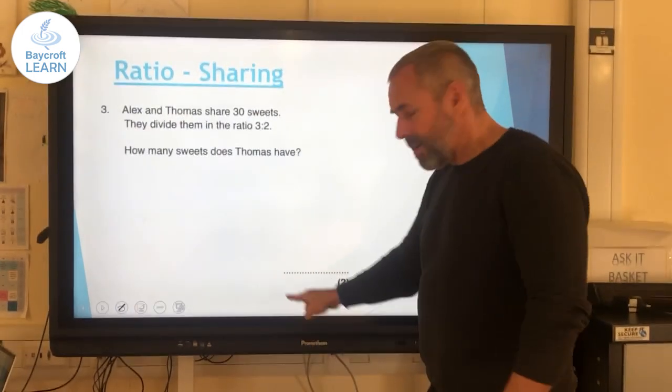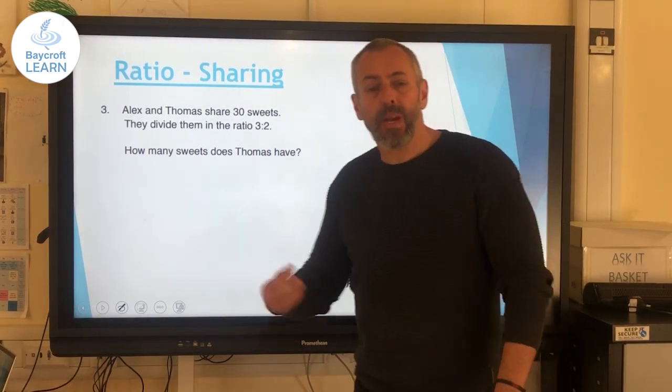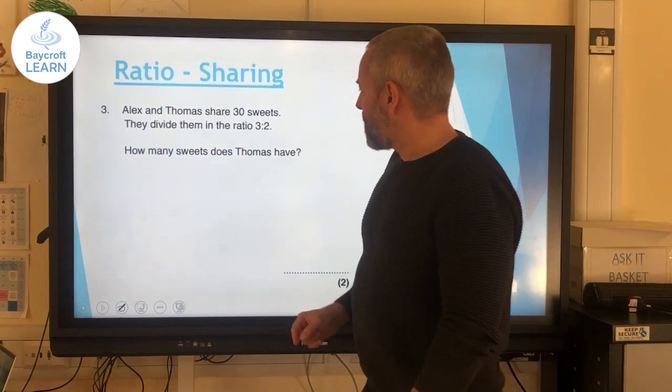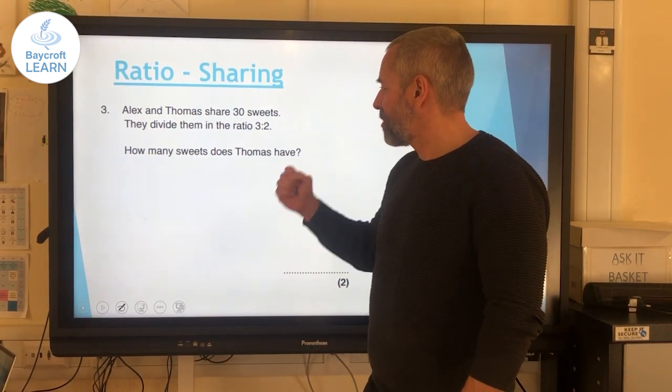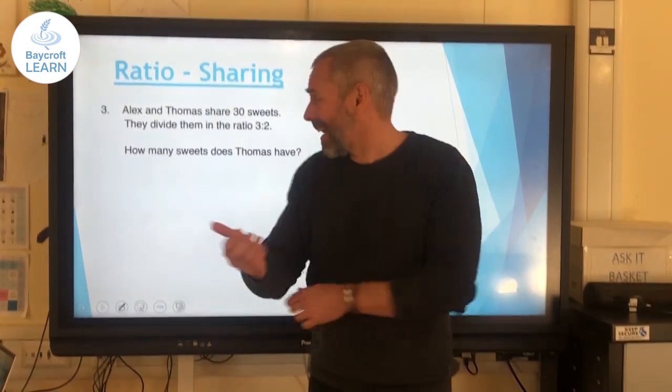This question here, we can see is 2 marks, and there's a bit of a gap, which means they want to see a little bit more. Alex and Thomas share 30 sweets. They divide them into the ratio of 3 to 2. How many sweets does Thomas have? There's a few more words around that, but the process is exactly the same.